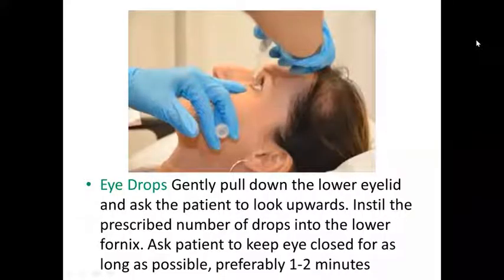When you use eye drops, gently pull down the lower eyelid and ask the patient to look upwards. Instill the prescribed number of drops into the lower fornix. Ask the patient to keep the eye closed for as long as possible, preferably for 1 to 2 minutes.